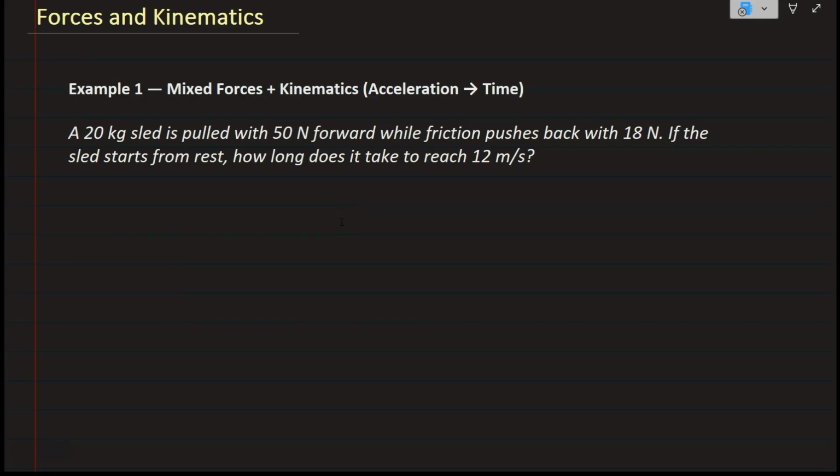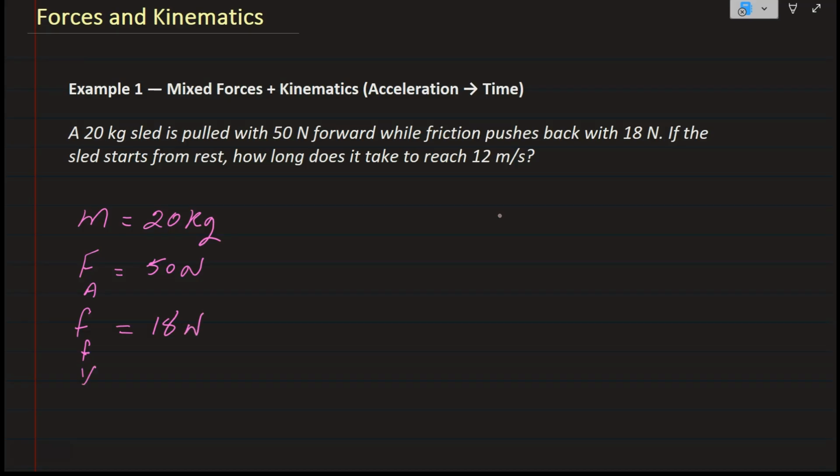First question. A 20 kg sled is pulled with 50 Newton forward while friction pushes back with 18 Newtons. If the sled starts from rest, how long does it take to reach 12 meters per second? First thing we have to do is write down what we do know. We know the mass is 20 kg. We know the force applied forward is 50 Newton. The force of friction is 18 Newton.